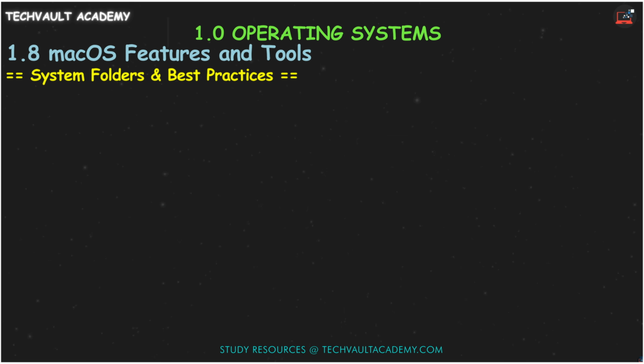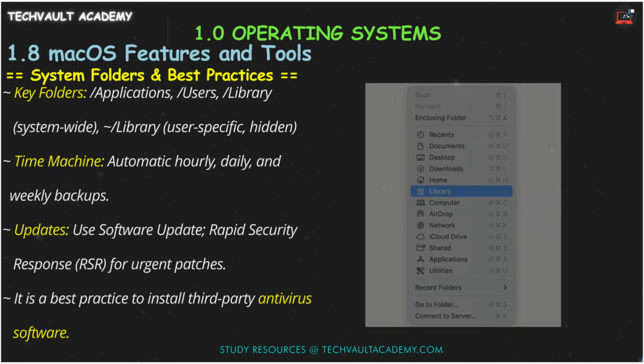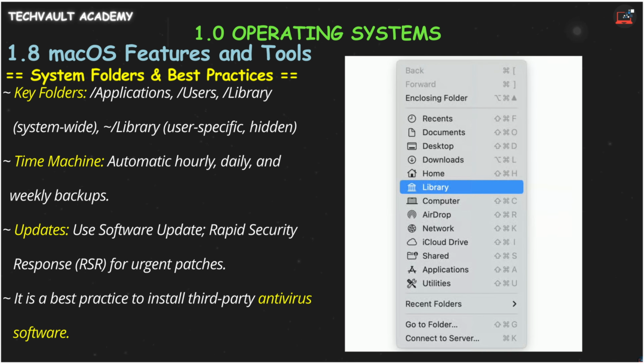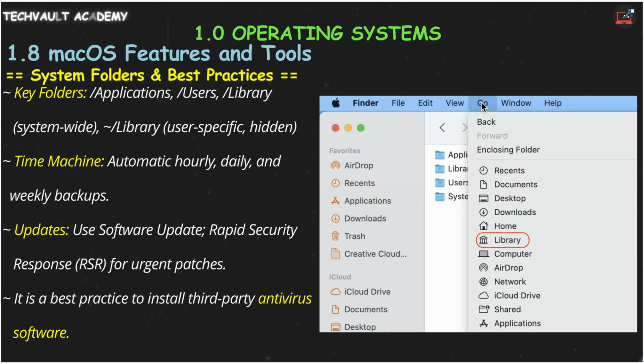macOS organizes its files into a few key system folders. Applications is where your apps live. Users contains the home directory for each user. There are two important Library folders. Library at the root contains support files for all users, while the one inside your user folder, Users/Library, is for your specific settings and is hidden by default.